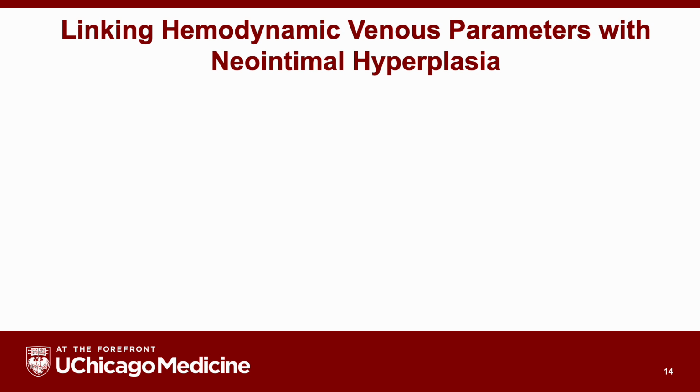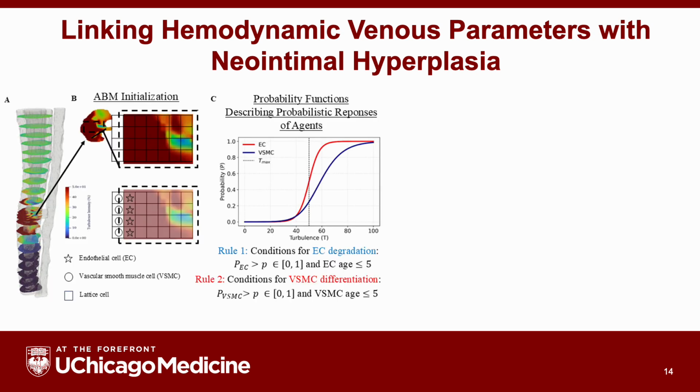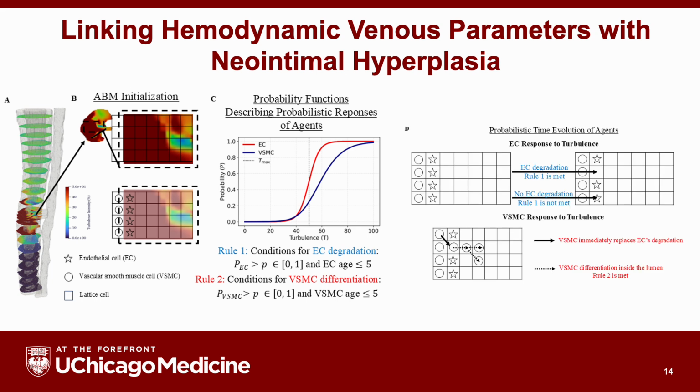To understand the link between hemodynamic venous parameters and neointimal hyperplasia formation, we developed an agent-based model to integrate the cellular response induced by hemodynamic perturbation. First, as shown in figure A, the venous turbulence intensity at each cross-section of the vein is extracted from CFD. Second, as shown in figure B, the ABM is initialized by discretizing the cross-section using a lattice mesh where each cell is associated with a turbulence value for the cell on the wall of the vein.